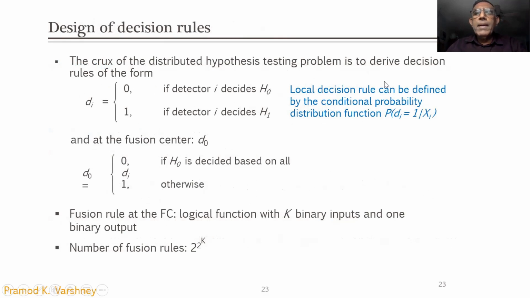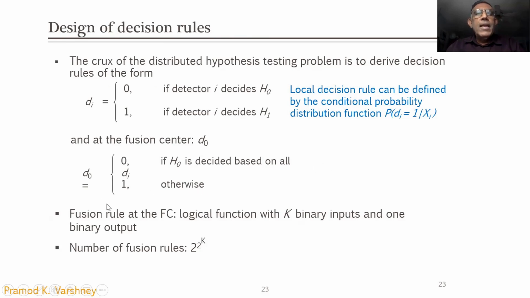And it is done typically by a likelihood ratio test. Basically, if the things are conditionally independent, then one can show that it is the thing to do, it's optimum. And then at the fusion center, you need to decide a 0 or a 1 based on all the D_i. This D_i should have been here.